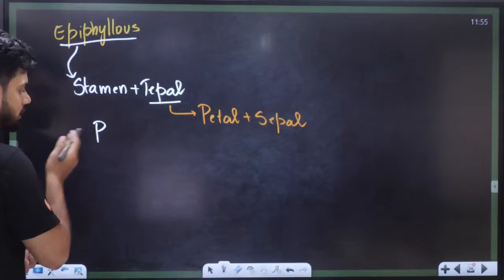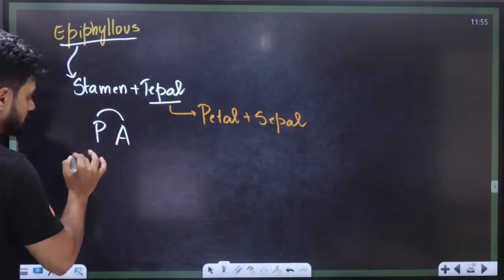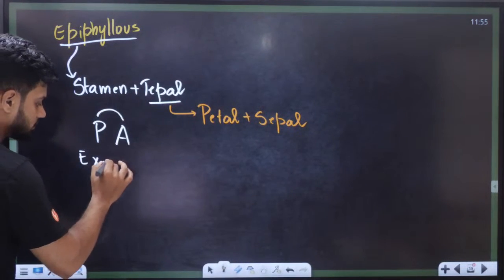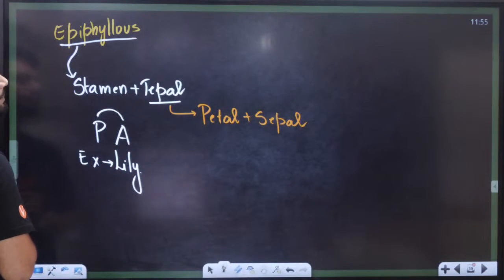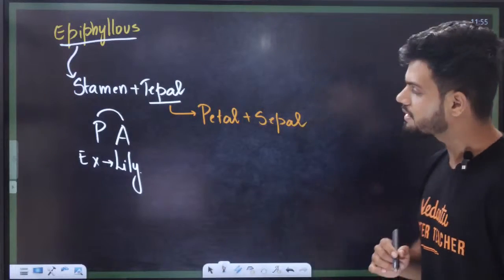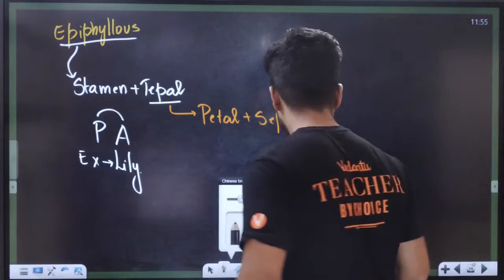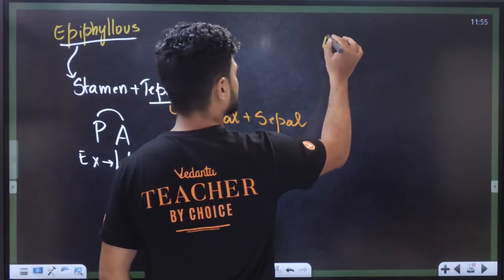This is your representation, perianth and A, and they're fusing together. And the example is lily, as a simple example. That is epiphyllous condition. Tepal plus stamen. And there is one more condition, students. That is called your epipetalous condition.